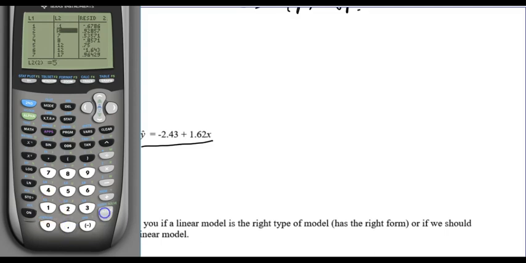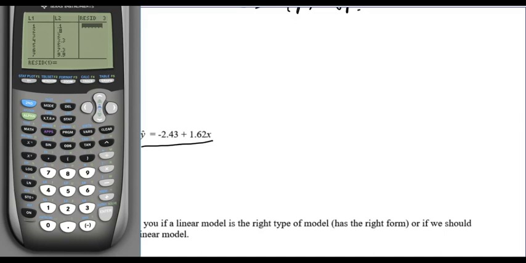So 0.1, 0.8. Be very careful with your decimals. Make sure they're showing up. 2, 3.3, 5, 7.3, 9.9. Go over the residuals and clear it out, because we're going to want new residuals.